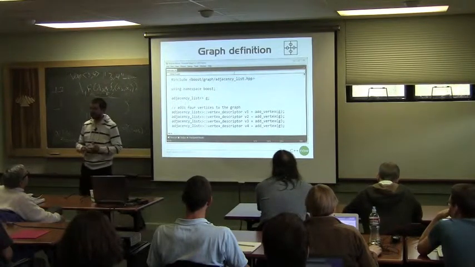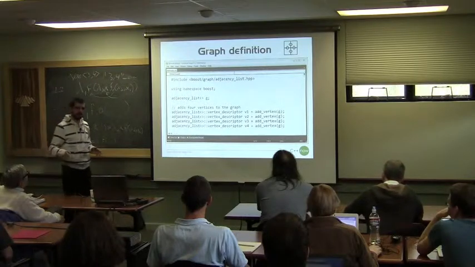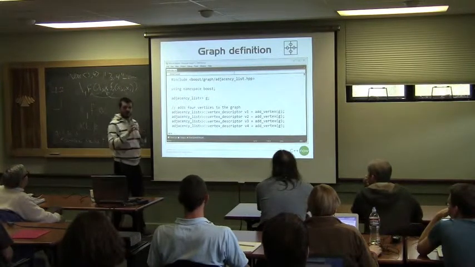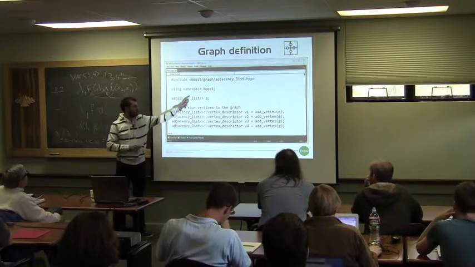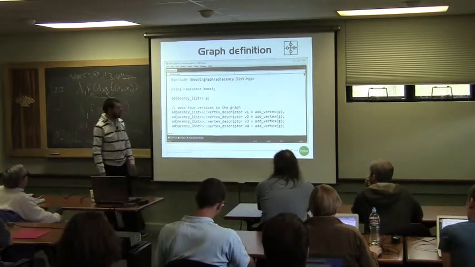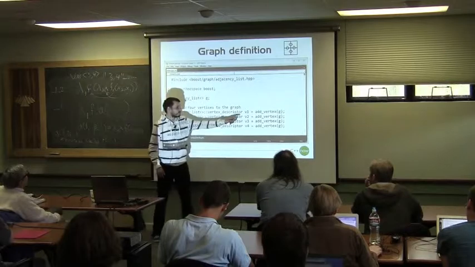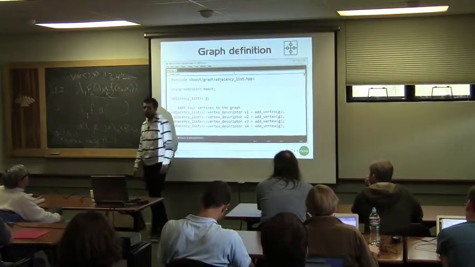By default, a graph doesn't have any vertices, doesn't have any edges. So we need now to add the 4 vertices of our graph, which we have just seen on the previous slide, to this object. And we do this by calling a function addVertex 4 times.